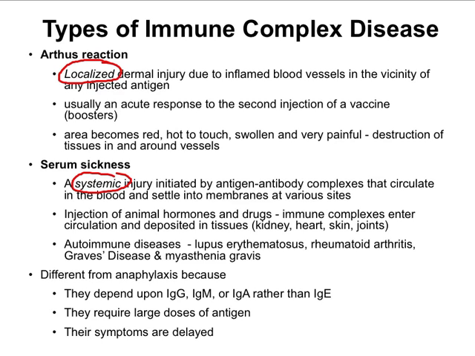Both Arthus reaction and serum sickness are like anaphylaxis in that they require sensitization and preformed antibodies, but they're different because they depend on IgG, IgM, or IgA rather than just IgE. They require large doses of the antigen, and their symptoms are delayed. Let's take a look at an animation that shows how type III hypersensitivity works.